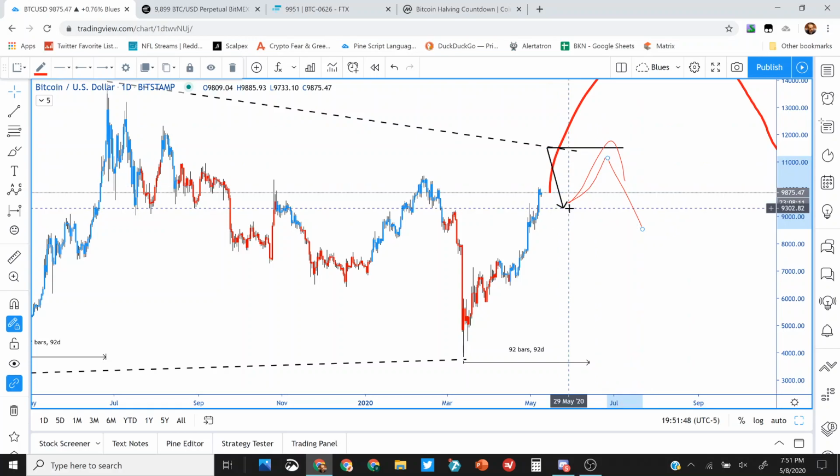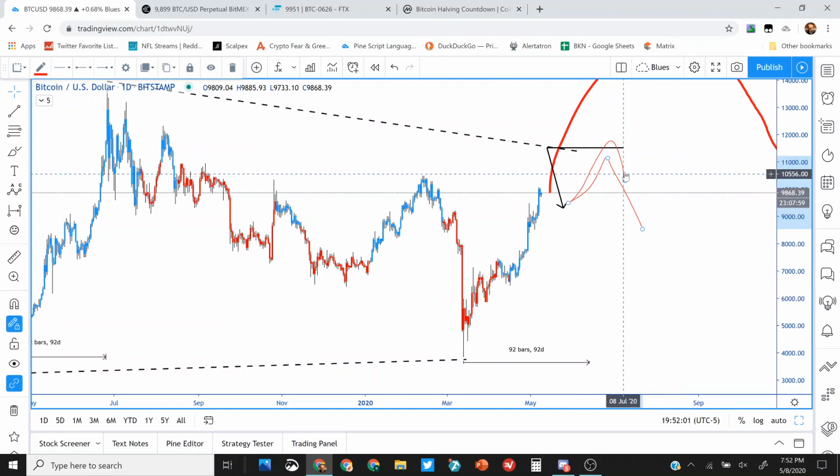We could take out this low again on the C, but it's so common not to that I would be very cautious if we do. If we fail to break the top and we break the low, then that's exceptionally bearish for me, and I'm expecting much more downside.